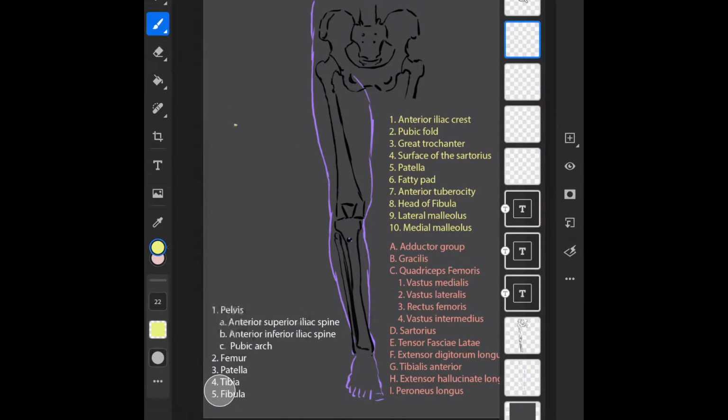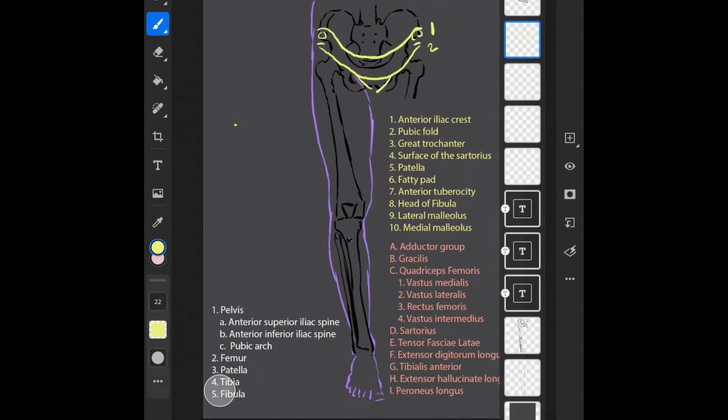Running a little bit above the bumps here of the anterior superior iliac spine, and then running across the hips, we have our anterior iliac crest. That's going to be number 1. Then there's a second fold running beneath the bumps of the anterior superior iliac spine. That's going to be the pubic fold right here. And then just below it, you have the actual groin.